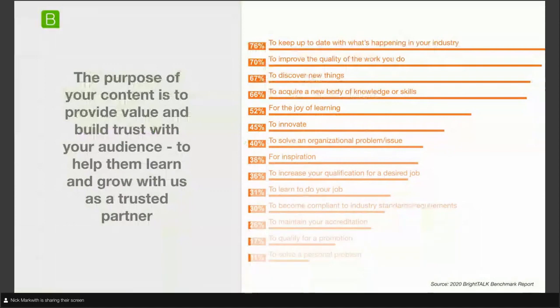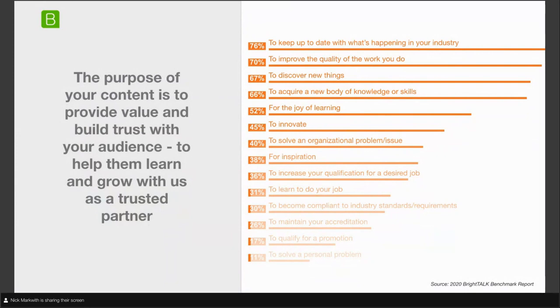So, first and foremost, and this is from the BrightTALK benchmark report. If you haven't checked it out, please do. The reason why people view content and continue to learn and grow, there's a few different reasons. But what we're finding is why people view content is they need to understand what they need to know.